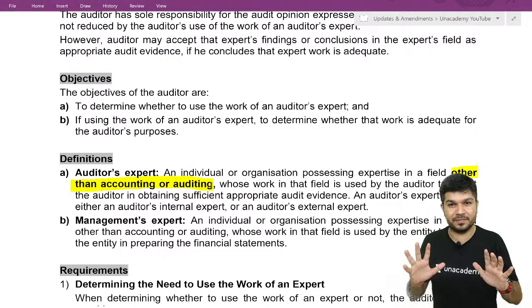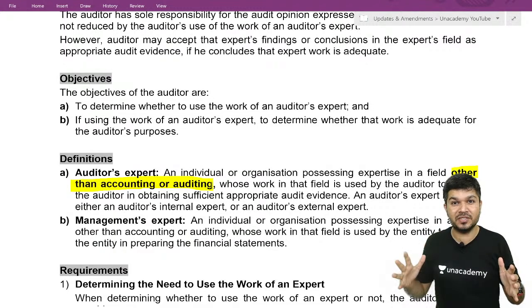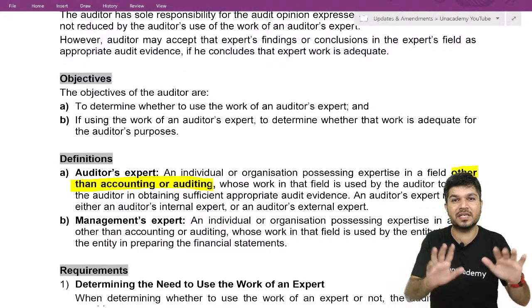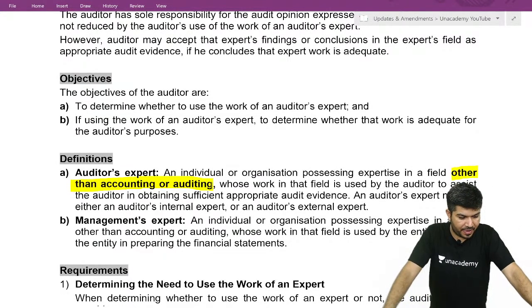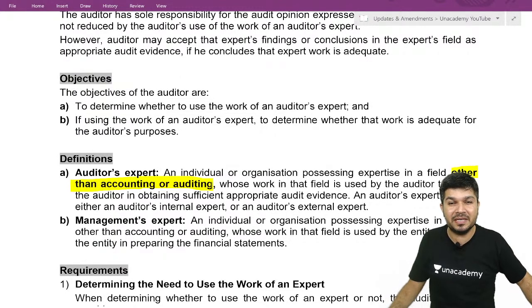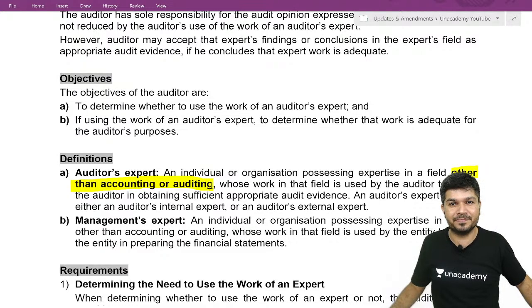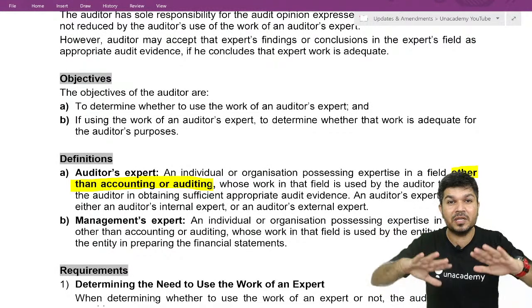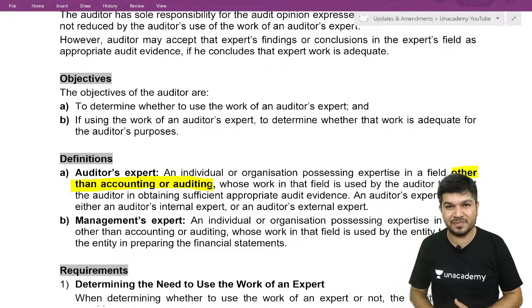Now question: we have a computer engineer as our employee only. Would they be covered under the definition of auditor's expert? I have employees who are computer engineers possessing skill other than in the field of accounting and auditing. They are my employees only though. Would they be considered an auditor's expert? Answer is yes. Auditor's expert may be an internal expert or an external expert, anything.